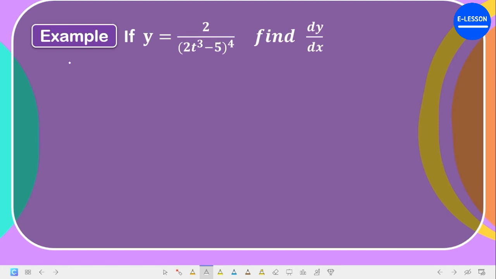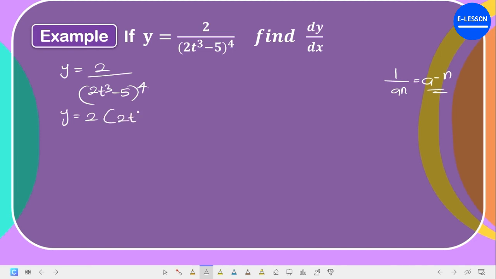Now, how about you are given something like this? y is equal to 2 all over (2t^3 minus 5) raised to the power of 4. Whenever you have 1 all over a raised to the power of n, if it must come up to become a linear form, it becomes a raised to the power of minus n. So we introduce a negative here, which gives us y = 2(2t^3 - 5) raised to the power of negative 4.